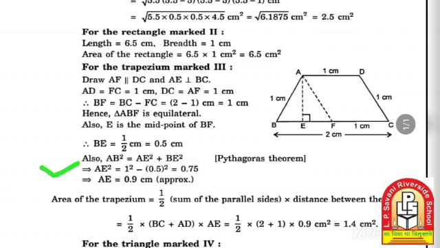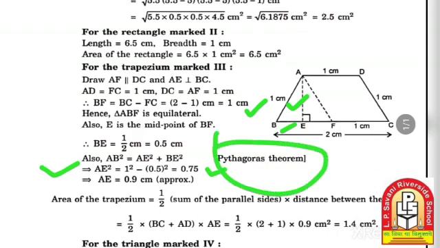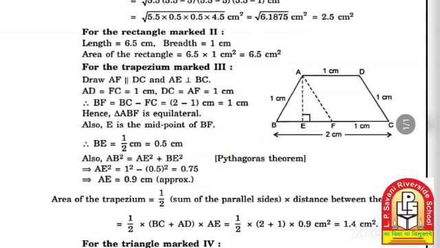Then AB square is equal to AE square plus BE square. So AE square is equal to 1 square minus 0.5 square, that is 0.75. Here I just use Pythagoras theorem in the triangle AEB. Okay. So next, area of trapezium is equal to 1 by 2 sum of parallel sides.